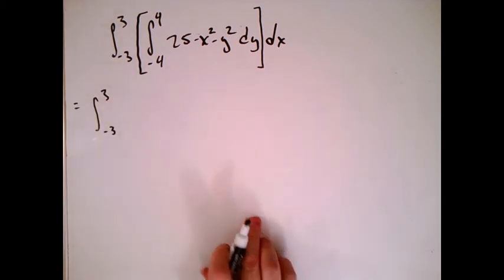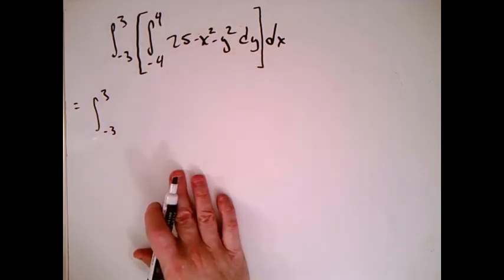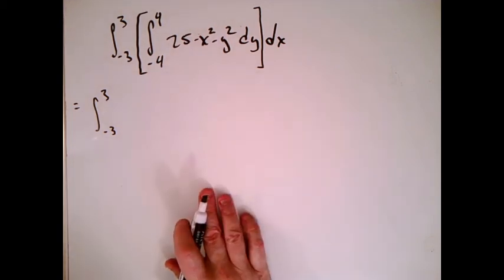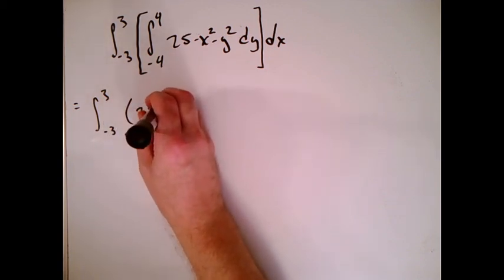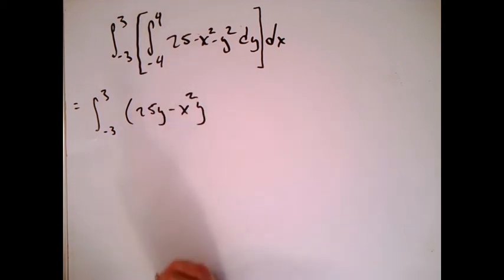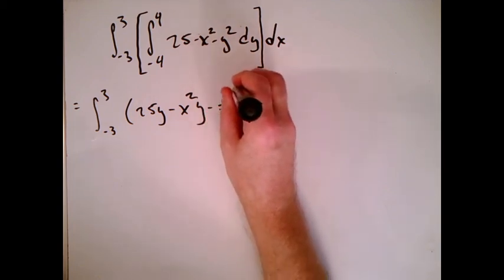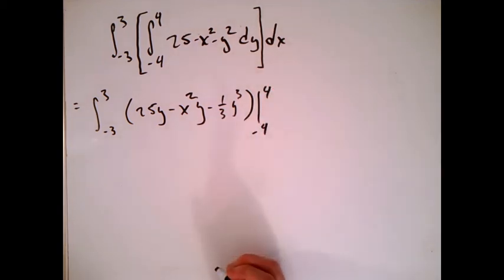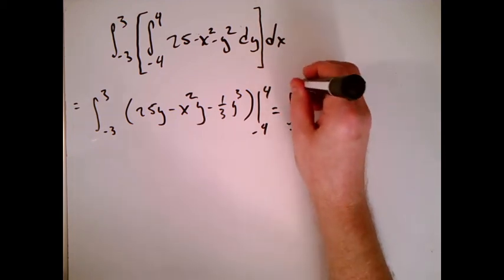And what am I supposed to do? I look at this thing in here, right? The dy tells me that the x is a constant. So what I want to do is take the antiderivative of this with respect to y, thinking that x is a constant. So I'm going to write down 25y, because that's the antiderivative of 25, minus x squared y, because that's the antiderivative of x squared with respect to y, and then minus 1/3 y cubed. And I'm supposed to go from y equals minus 4 to 4 like that, and minus 3 to 3 is still there.